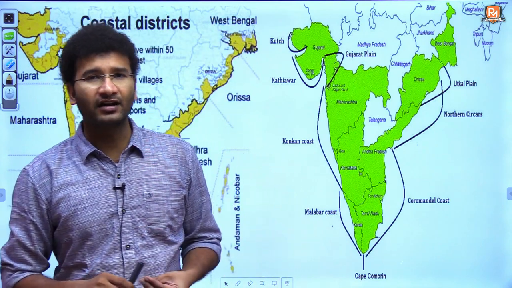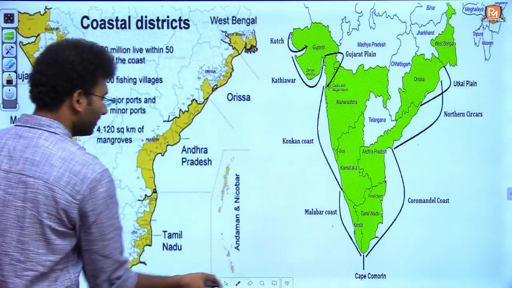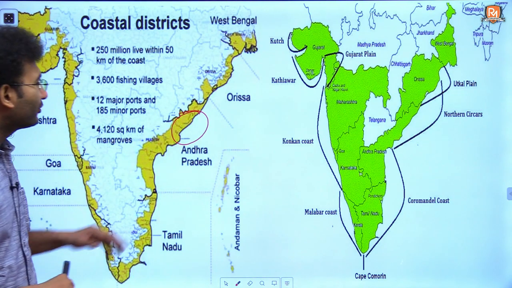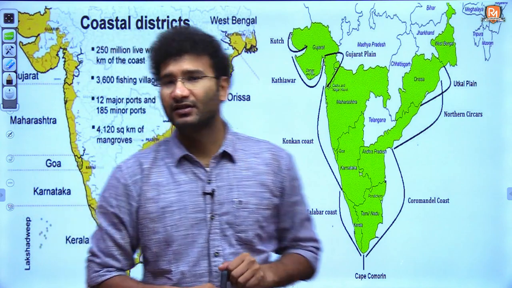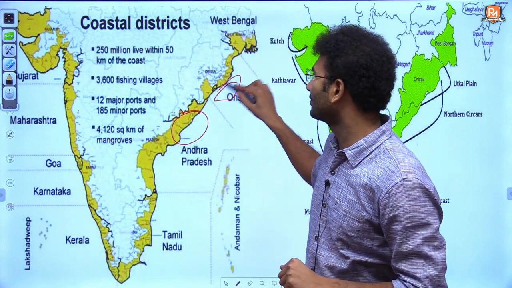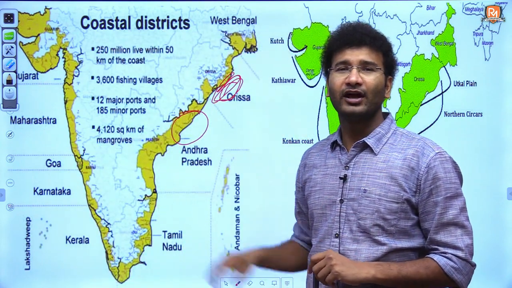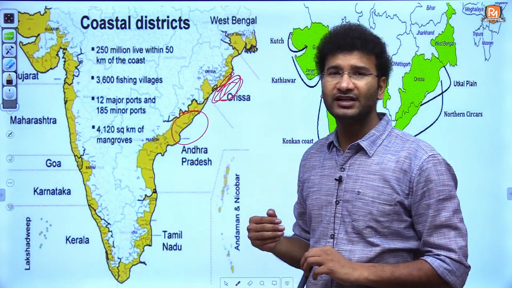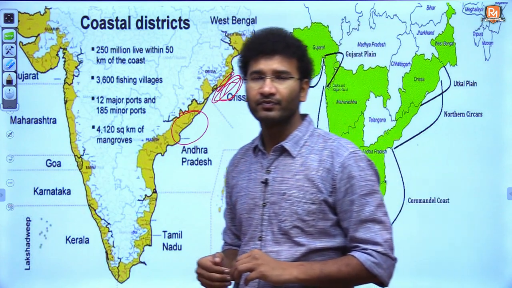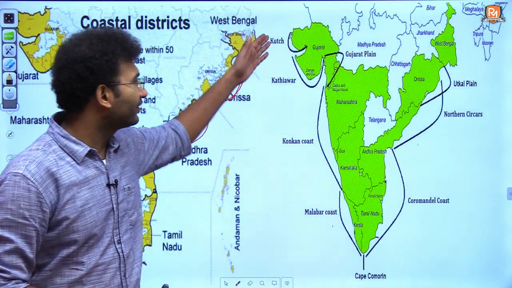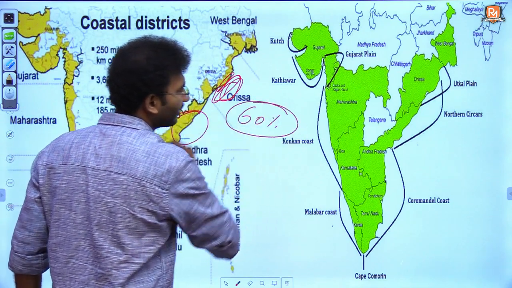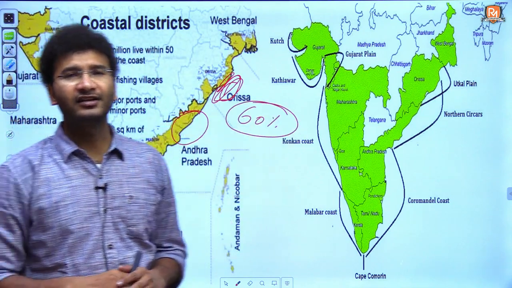But we have to understand if a particular place has been eroded here, imagine this place has been eroded, the deposition will not take place at the same place. The deposition may take place at some other place, right? So, erosion and deposition are common phenomena, but the rate at which they are eroding is a problem. Across the coastlines of India, it is said that near about 60% of the total coastline of India has been eroded since the 1990s.